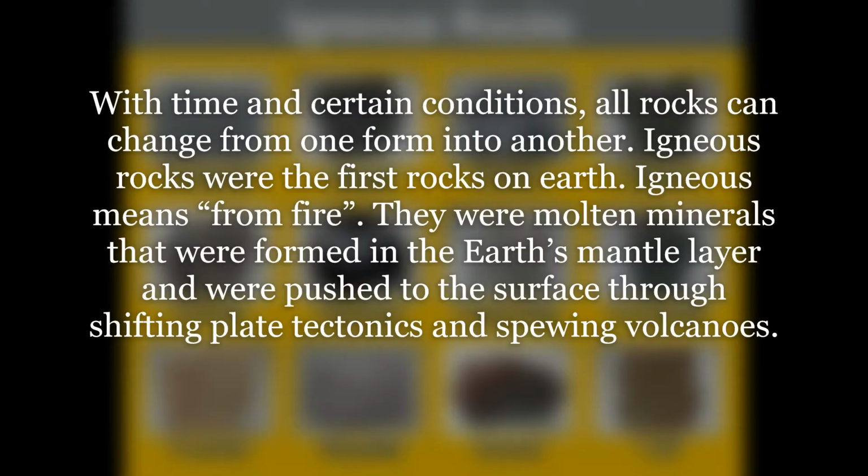With time and certain conditions, all rocks can change from one form into another. Igneous rocks were the first rocks on Earth. Igneous means from fire. They were molten minerals that were formed in the Earth's mantle layer and were pushed to the surface through shifting plate tectonics and spewing volcanoes.